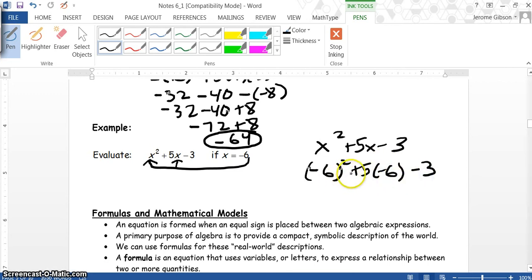So if you notice here, we cannot do anything else with our parentheses, but we do have an exponent. Negative 6 in parentheses squared will give us 36, plus 5 times negative 6, minus 3. Now we have addition, multiplication, and subtraction. We know we do the multiplication. So we have 36, 5 times negative 6 is negative 30, minus 3. 36 minus 30, because we just had subtraction here, so we go from left to right. 36 minus 30 is 6, minus 3 is just 3. So your final answer here is 3.